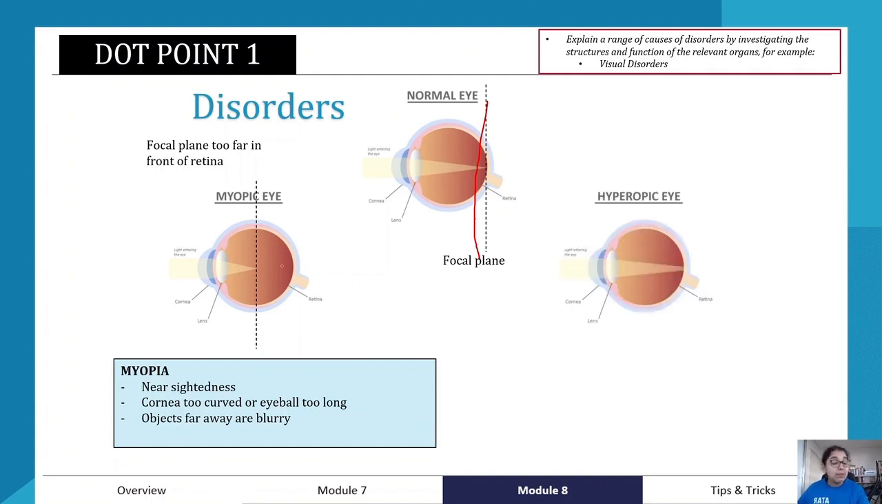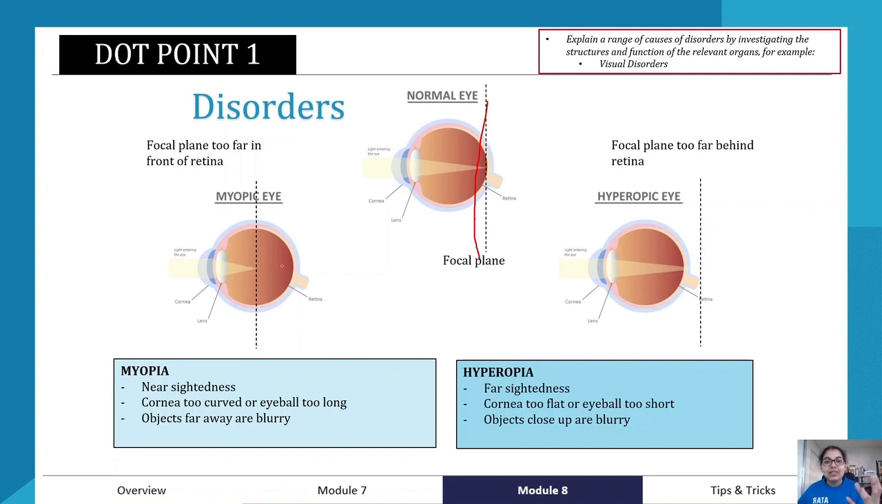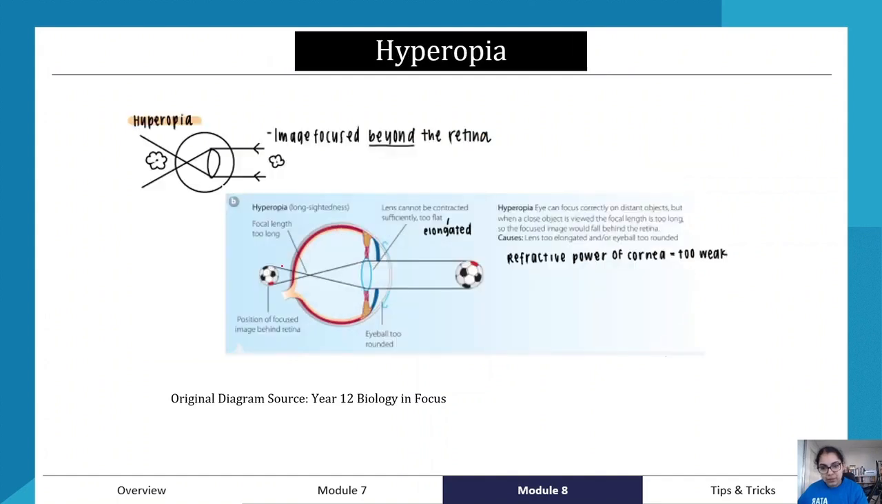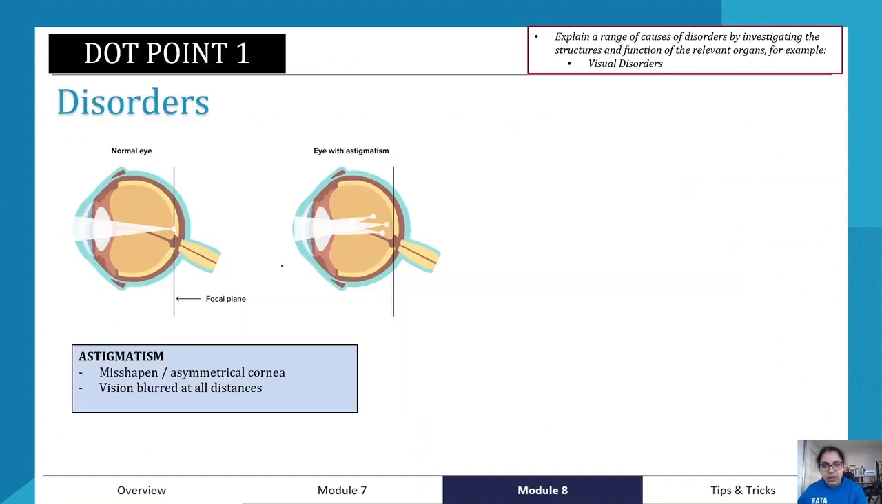And hyperopia can happen when your focal plane is too far back behind the retina. What that means is you can perceive things at a distance really clearly, however, you have farsightedness. You can't see things that are close to you very clearly. So objects up close can be blurry, and that's kind of the opposite of myopia. So that's more on myopia and hyperopia.